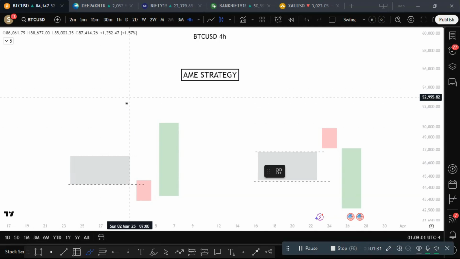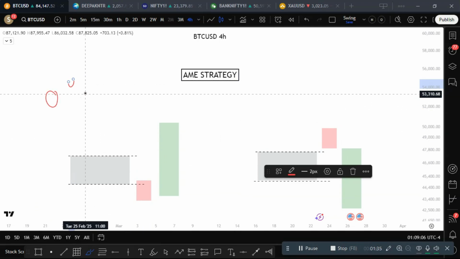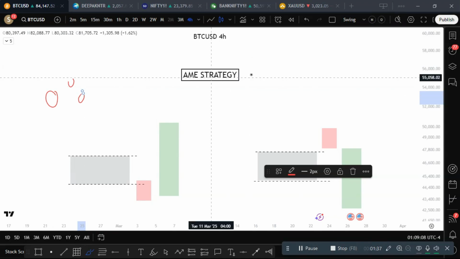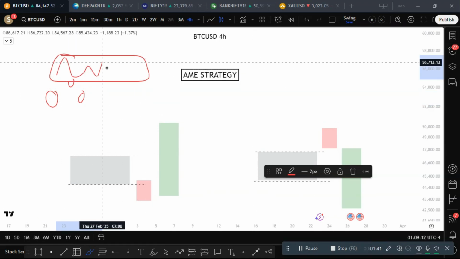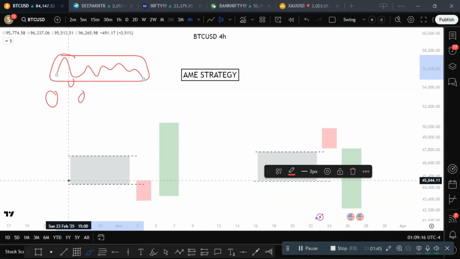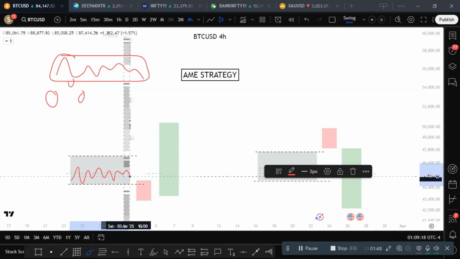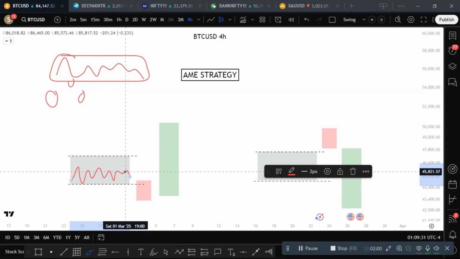So let's say we have 3 sessions, Asian, London and New York. We need the Asian session to be sideways, right? In the accumulation stage, in the consolidation stage. So this is our Asian session and it is sideways.